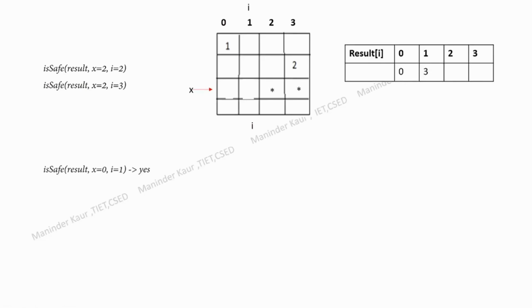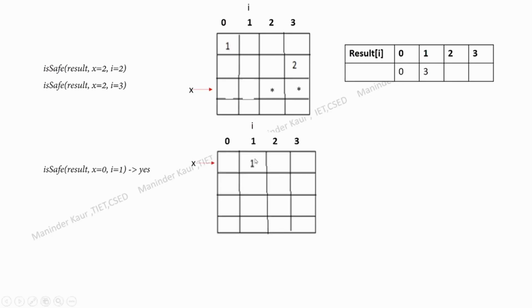That means the first queen will be changing position. Now how to change the position? This first queen is moved forward by one step ahead, like this. That means position the first queen in the first index column. It is a safe state because no other queen has been placed so far on the chessboard.